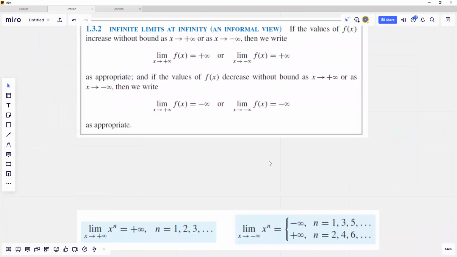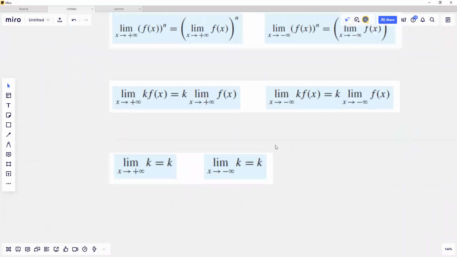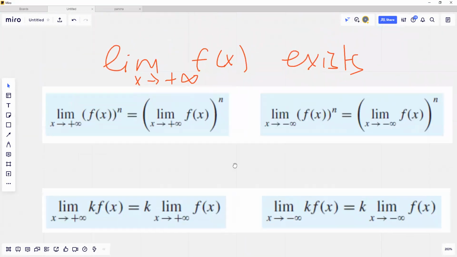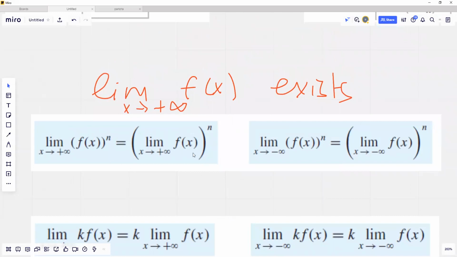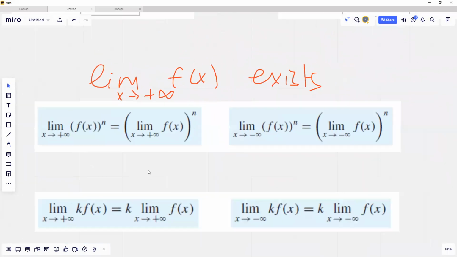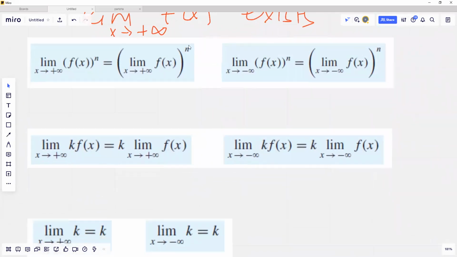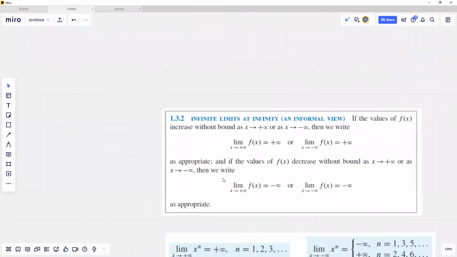Oh, guys, I forgot to mention that, coming back to this property here, we should mention that n should be positive. So again, if the limit of f of x exists, then we can move this power out of the limit sign, as long as n is positive.